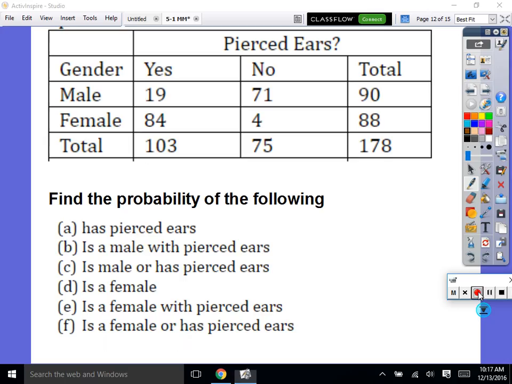Looking up here, find the probability of the following. These are just totals, correct? These are the total yeses. These are the total no's. Here's pierced. Everybody good? This is the total females. This is the total males. Does everybody understand? Okay, this is our grand total, so our probability should always be out of that. It says, what's the probability that a person has their ears pierced? Find the ears pierced. It's not the yeses. Check them off. How many of that? 103 out of 178.